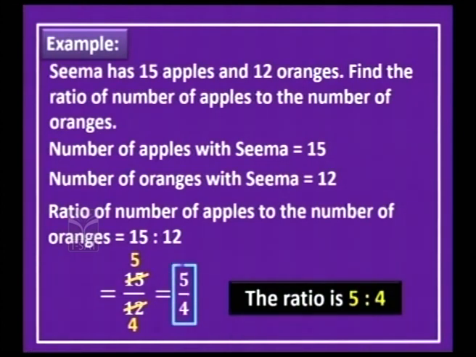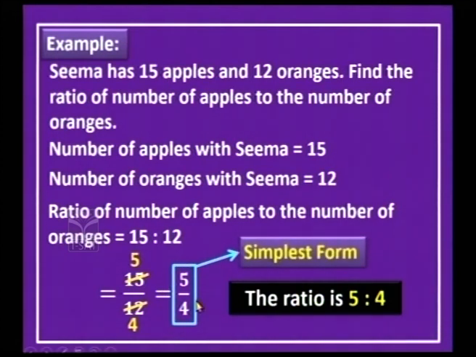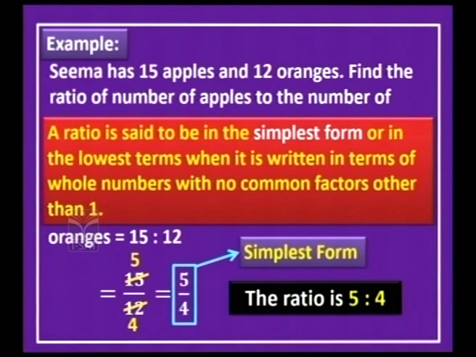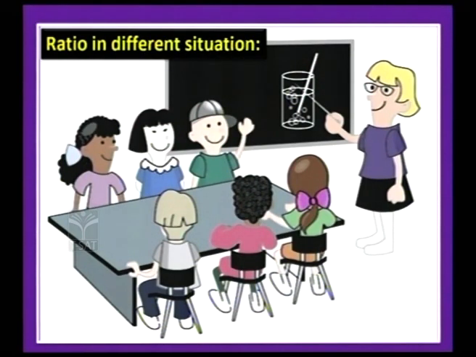But children, this 5/4 is said to be in the simplest form. Now why do we call it the simplest form, children? There is no common factor in these two terms. If you notice, 5 and 4, in these two there is no common factor. So that's why we call it the simplest form. So how do we define it, children? A ratio is said to be in simplest form or in the lowest terms when it is written in terms of whole numbers with no common factors other than 1. Okay children, so there should not be any common factor except 1. Got it children?